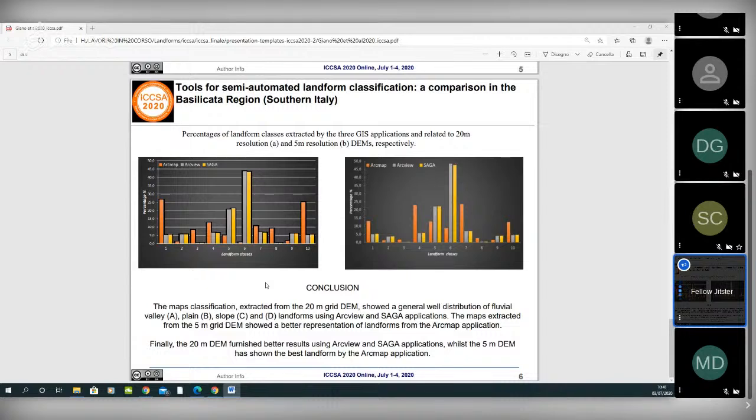In conclusion, we can say that the map classification extracted from the 20-meter grid has shown a good distribution of all the landforms. Conversely, the map extracted for the 5-meter DEM with the ArcMap has not shown a good landform. And then for a 20-meter DEM, it is useful to use the SAGA or ArcView, whilst for the 5-meter DEM, it is useful to use the ArcMap application.